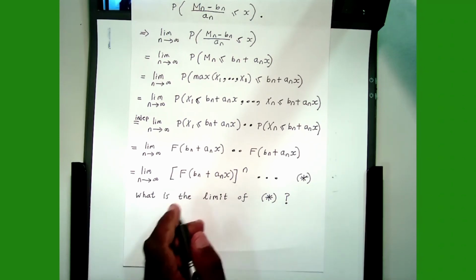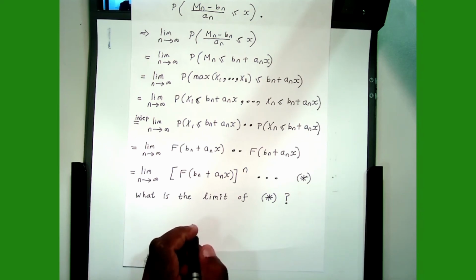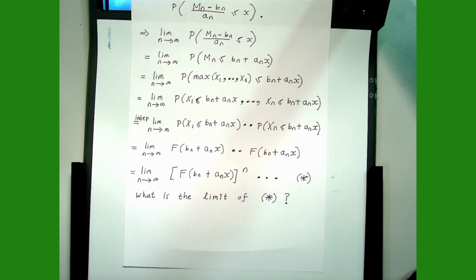So the answer to this question will be in the next video, and the next video will be about the extremal types theorem. The extremal types theorem is one of the most fundamental results in extreme value theory. It's just like the central limit theorem is fundamental for sample means. The extremal types theorem is fundamental for extreme values, right? Okay.